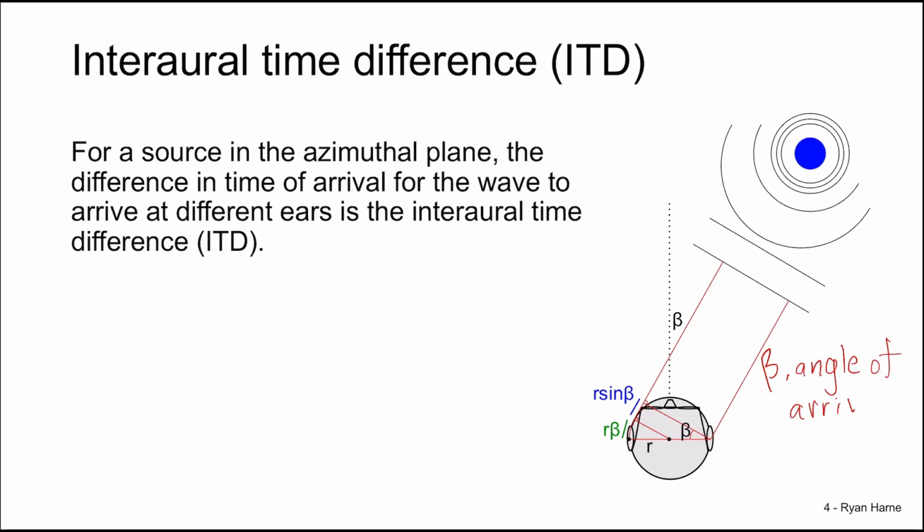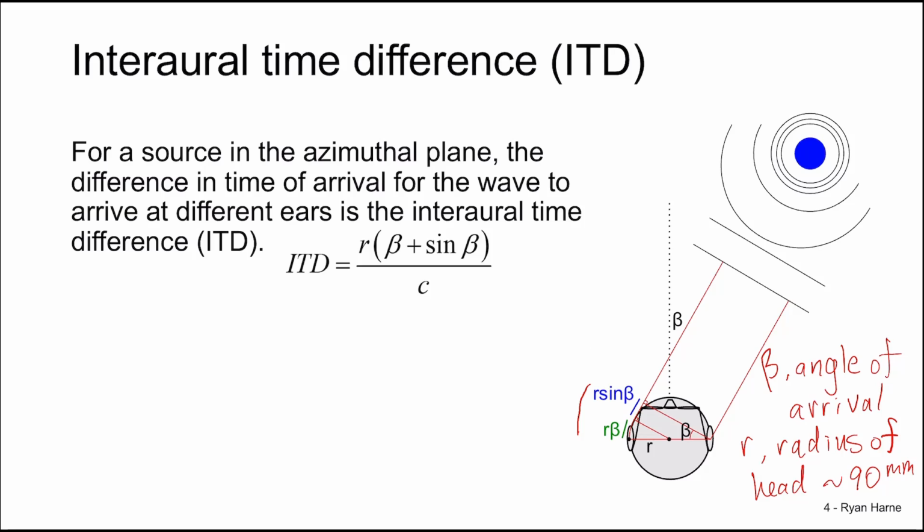We also have here the variable r, which is the average radius of the head from the center of the head to the ear canals, which is around 90 millimeters. So it's not the whole radius of the head, instead it's only the distance from the center of the head to the ear canal. We see here the difference of travel for the wave to the left ear than to the right. In this example, it's this distance r beta plus r sine beta. When we divide this distance by the sound speed, we get the ITD, the interaural time difference.